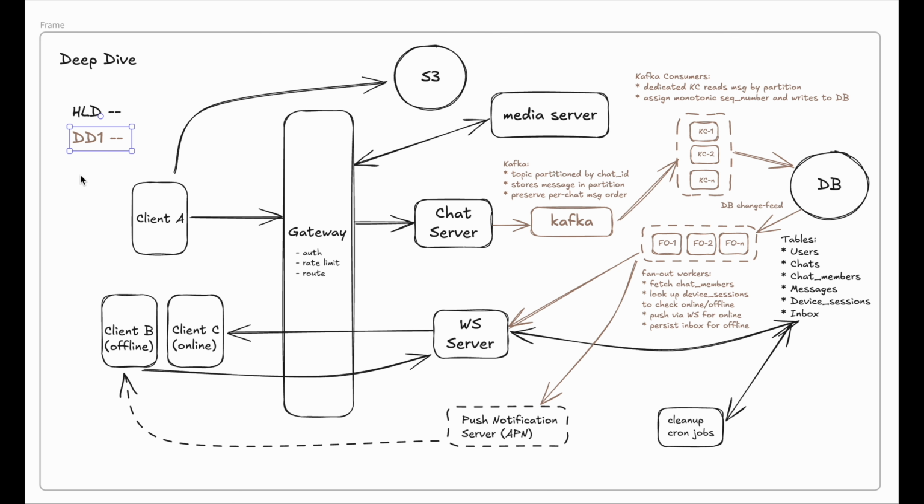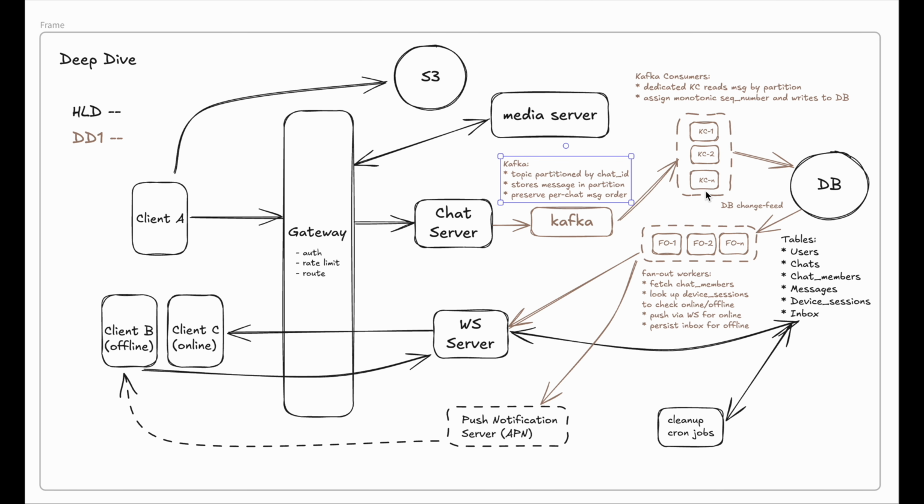After discussing the options and selecting the Kafka-based solution, we come back to our diagram to see how we can add the flow into our high-level design. So right now, this is deep dive number 1, and we use the brown color to distinguish it from the colors previously. We are adding a new component, which is Kafka, and it is used for the topic partition by the chat ID. It stores the message in a partition and preserves the per-chat message order by the sequence number.